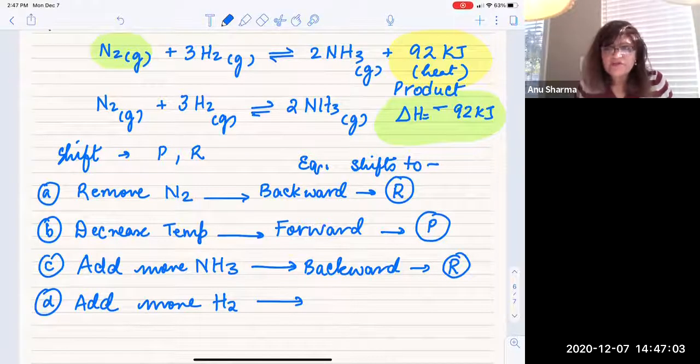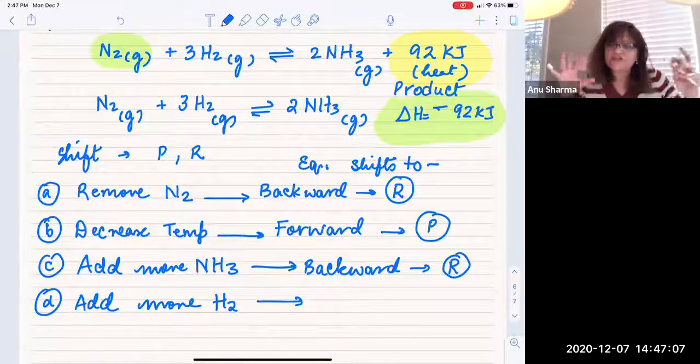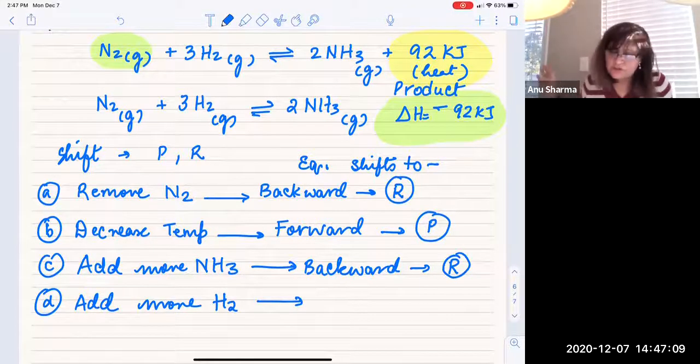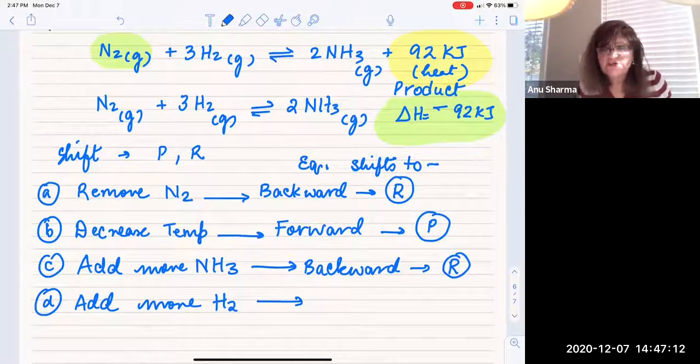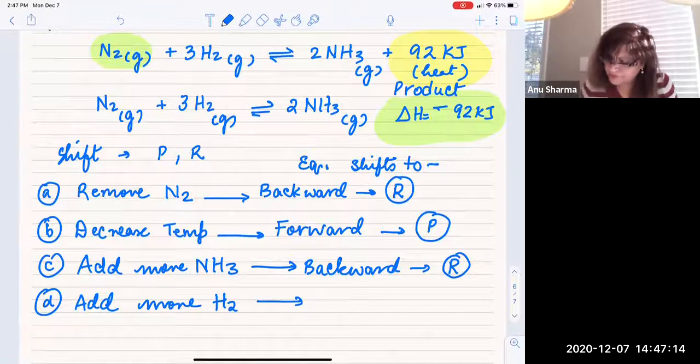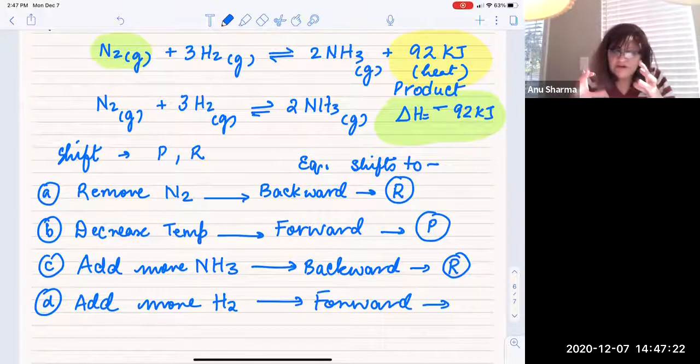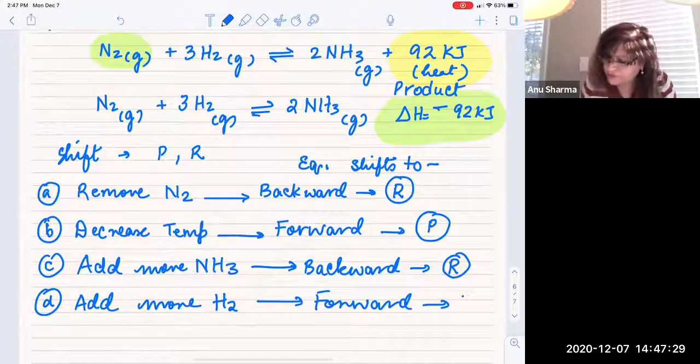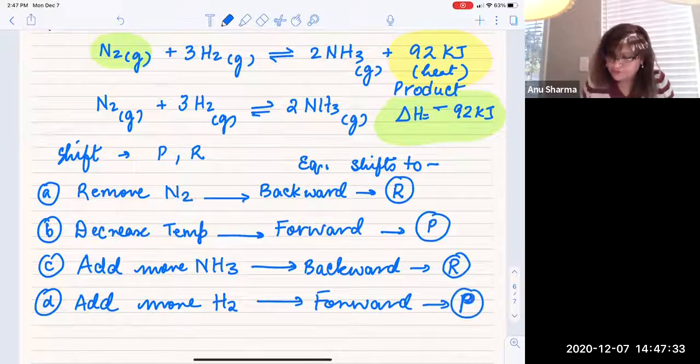Large excess of hydrogen. Yes, that large excess of hydrogen consumes all of the nitrogen. And what has it produced then? Forward. It produces ammonia. So now it's forward. You have to visualize this. When there's a large amount of hydrogen, it will quickly consume all of the nitrogen, and then it is moving in the forward direction, producing a lot of ammonia. So it's products, lots of products, okay?